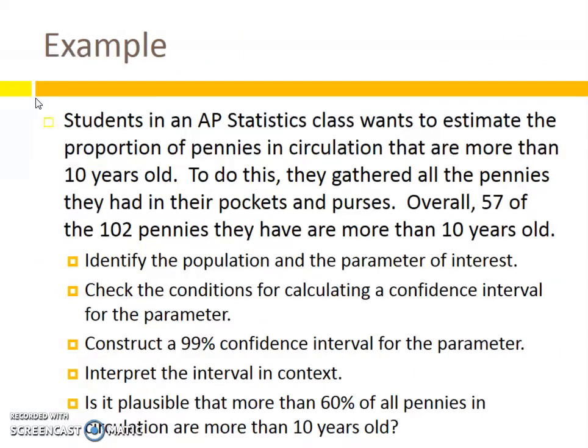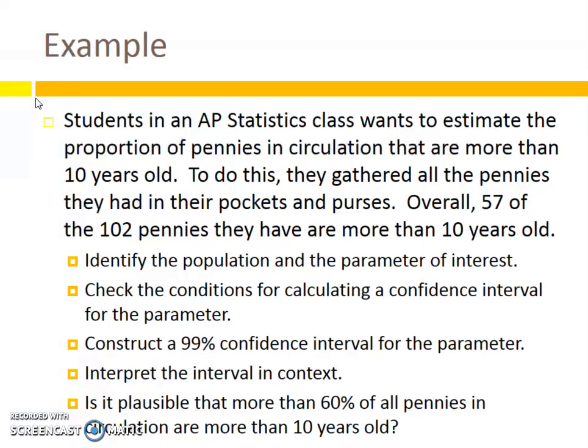Students in an AP statistics class want to estimate the proportion of pennies in circulation that are more than 10 years old. To do this, they gathered all the pennies they had in their pockets and purses. Let's assume that this is random. Overall, 57 of the 102 pennies they have are more than 10 years old.